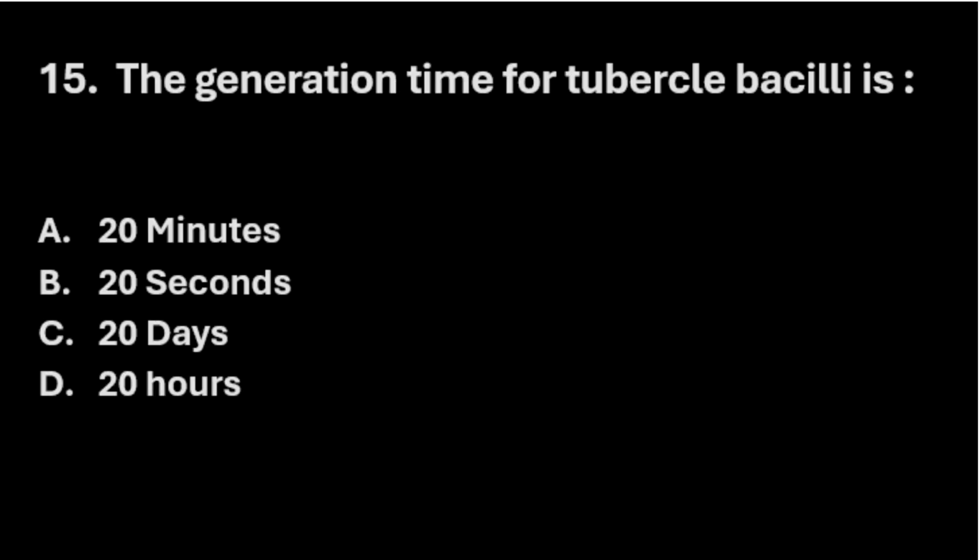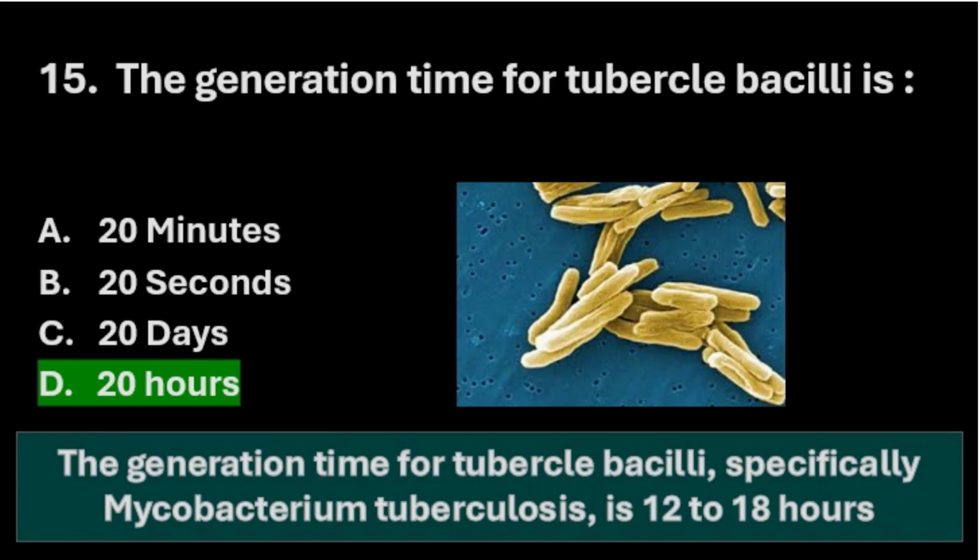Next question. The generation time for tubercle bacilli is option A 20 minutes, option B 20 seconds, option C 20 days, option D 20 hours. The right answer here is option D, 20 hours. The generation time of Mycobacterium tuberculosis is 12 to 18 hours. So here, the most appropriate answer is 20 hours. All other answers are not appropriate.